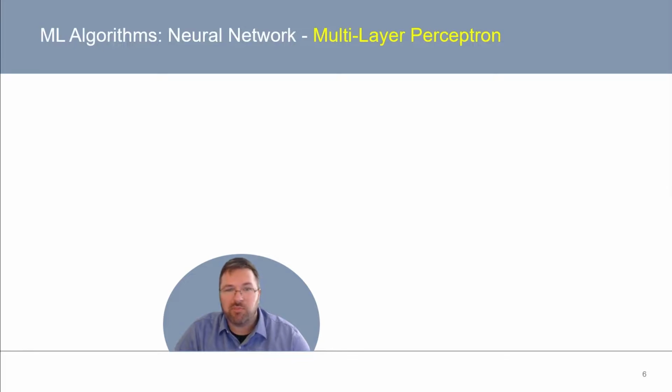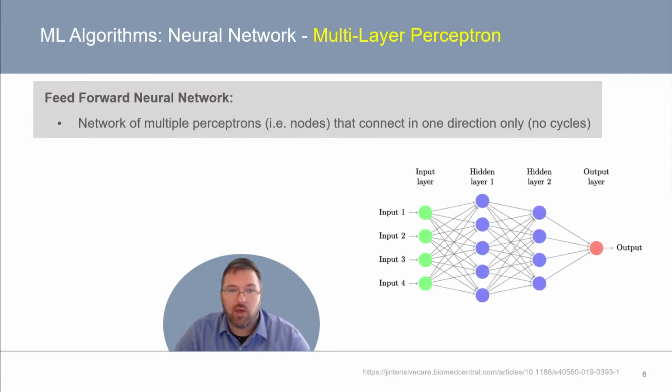Now let's build upon our simple single-layer perceptron and expand it to a more complex multi-layer perceptron. One of the best known and widely used multi-layer perceptron algorithms is the feed-forward neural network. This is a network of multiple perceptrons, also referred to as nodes here, that connect in one direction only. Basically, this just means that no cycles can be formed in the connection of the nodes making up the network.